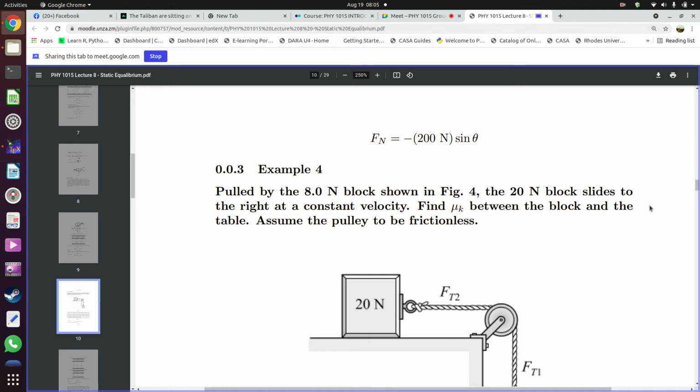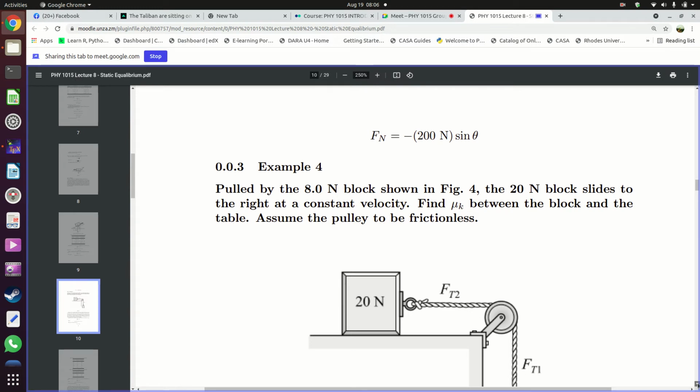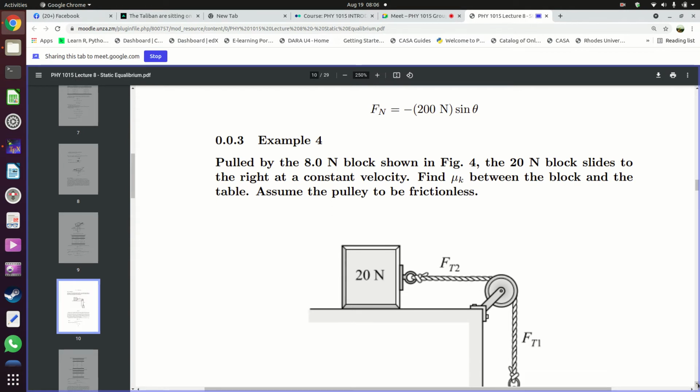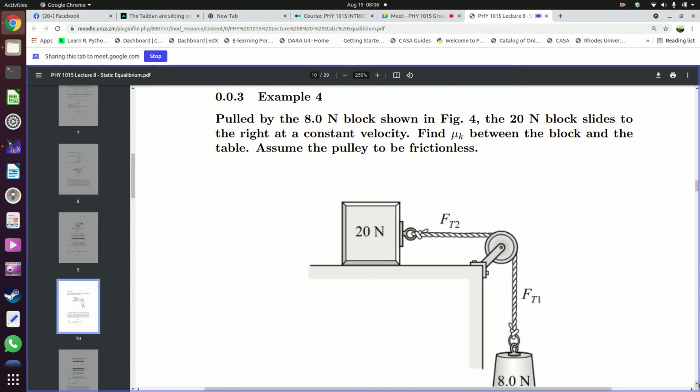We are going to skip example number 3 because I was not able to correct the typing. There's some problem with the file, but anyway, whenever I can do that, then I will get back to it. So we move on to example number 4.